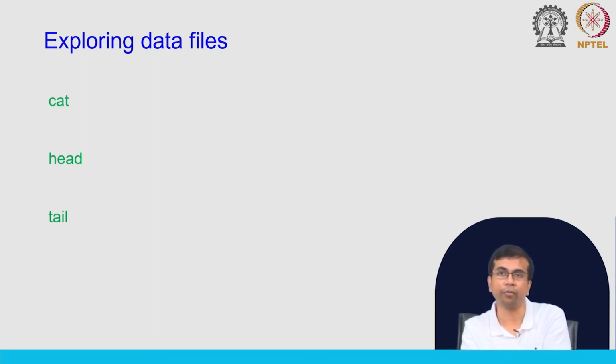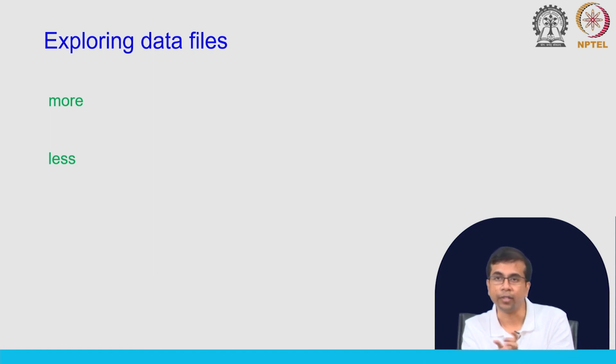So, the first one is cat. What it will do is paste all the data that is inside a file into the terminal. Sometimes you do not want to do that, because if these files are really big, everything will come into the terminal and then you may not be able to understand what is there at all. To avoid that, sometimes we use these two commands, head and tail. Head will show you the first few lines of that file and tail will show you the last few lines of that file.